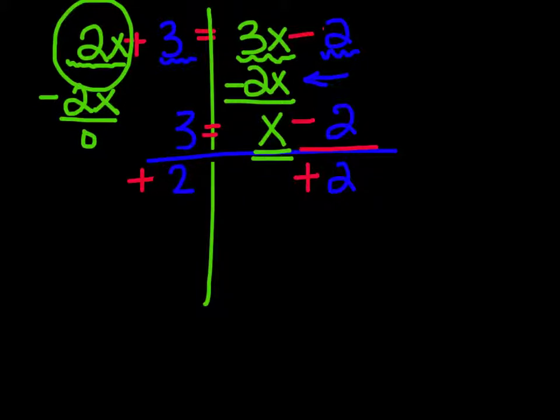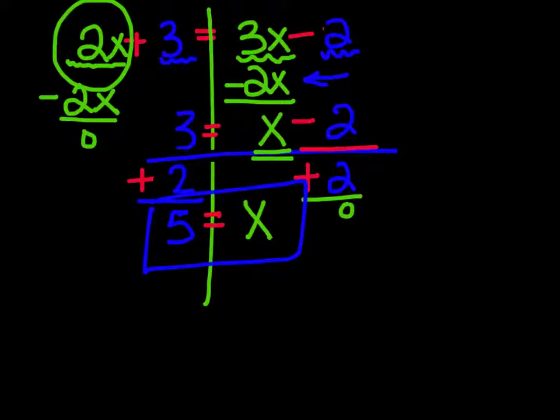If we do that, we have our equal sign. Over here on the right hand side, we just have our x remaining because negative 2 plus 2 equals 0. On the left hand side, we have 3 plus 2 equals 5. So x, according to this situation, equals 5.